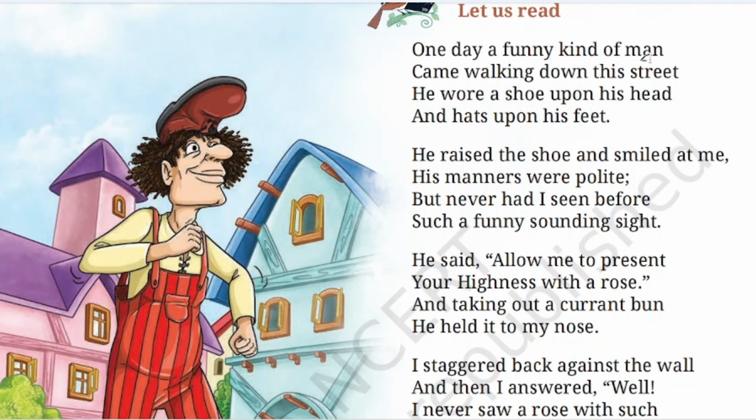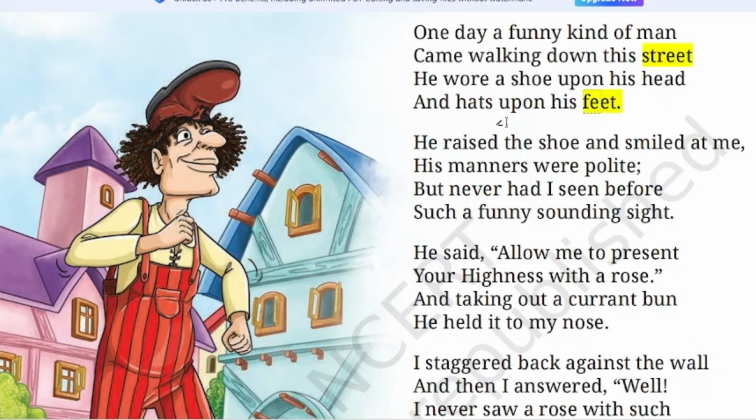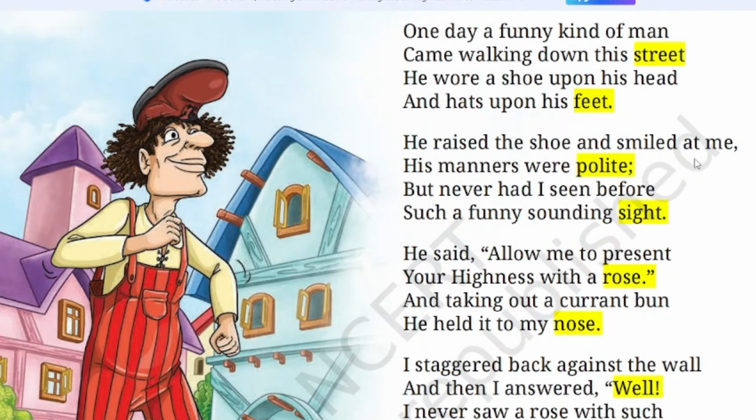You see here, we are looking for the rhyming words in the last word of each line. Okay, so here it is man, street, head, feet. We can see that in this stanza, street and feet are rhyming words, isn't it? Street, feet. So in the next stanza, it is me, polite, before, sight.